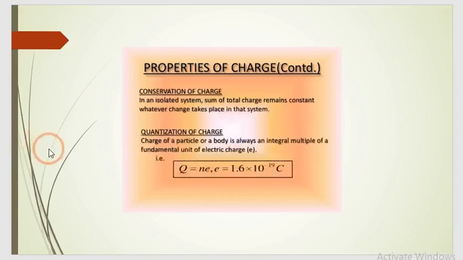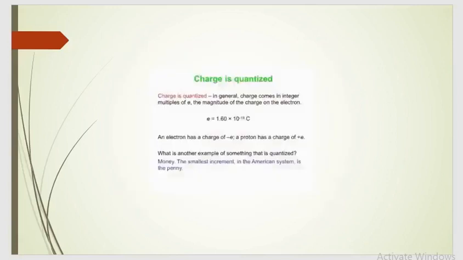The third one is quantization of charge. Charge of a particle or a body is always an integral multiple of the fundamental unit of electric charge. We can say that Q is equal to N into e, where e is the charge on an electron, given by 1.6 into 10 raised to minus 19 coulomb. This is the minimum value of charge and is called the elementary charge. C, that is coulomb, is the unit of charge in the SI system.